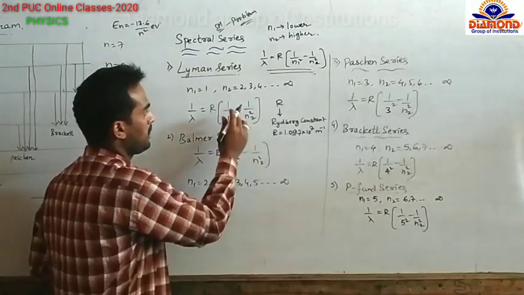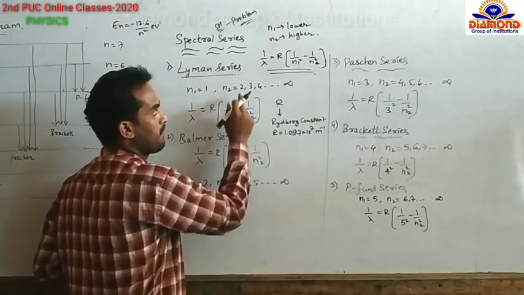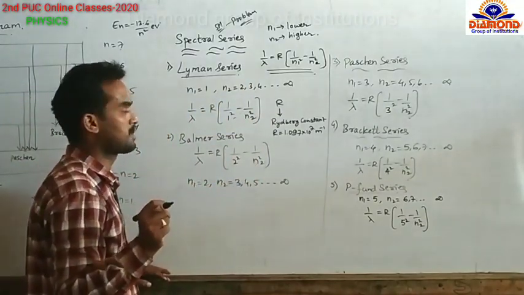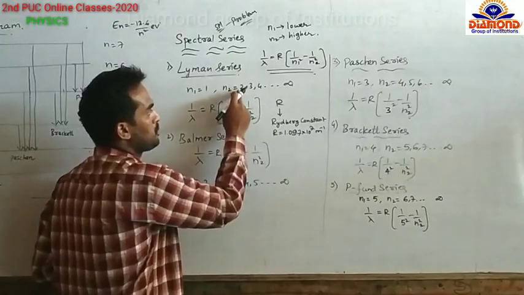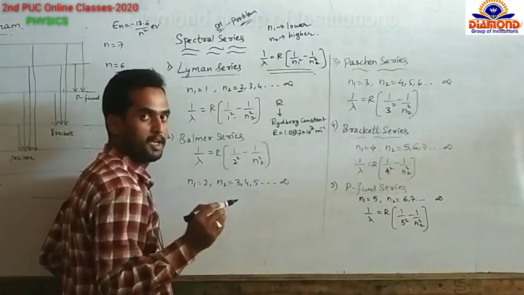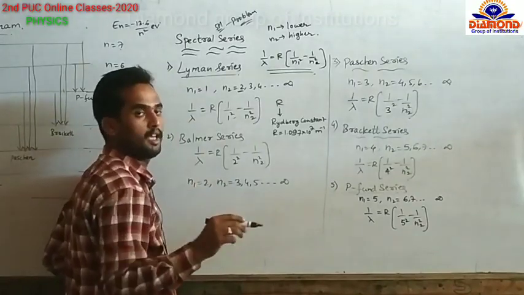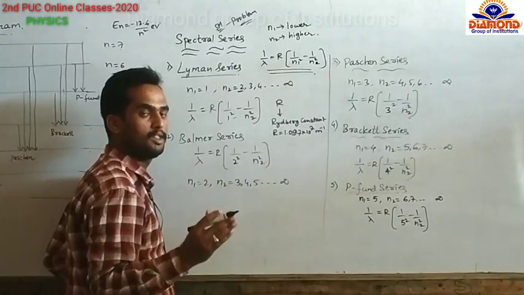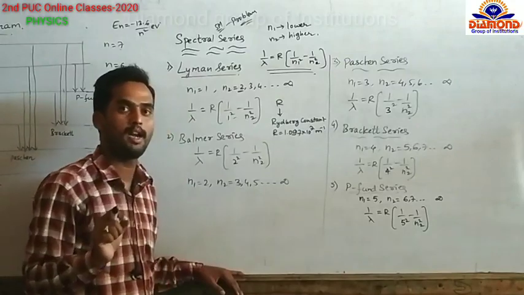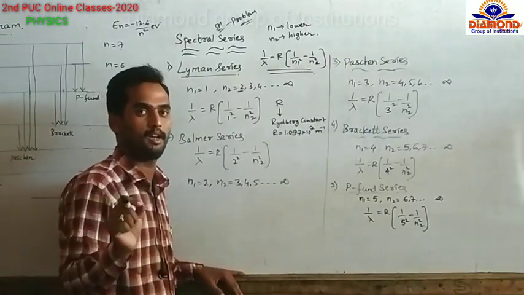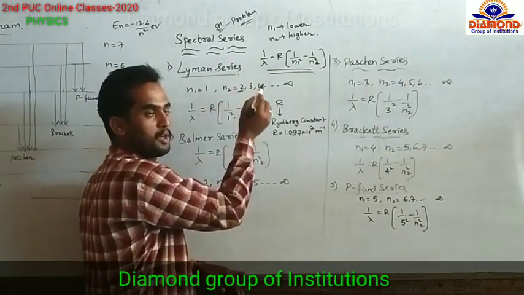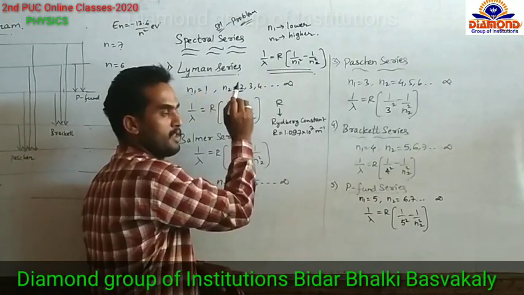And substituting n1, already fixed here, you find the value of n2. That means if the problem mentions the first line, then you choose n2 as 2. Suppose the problem asks to calculate the wavelength of the third line of the Lyman series. Once again, I am repeating the problem: find the wavelength of the third member or third line of the Lyman series. Then what values are you going to choose? n1 is equal to 1, a fixed value.